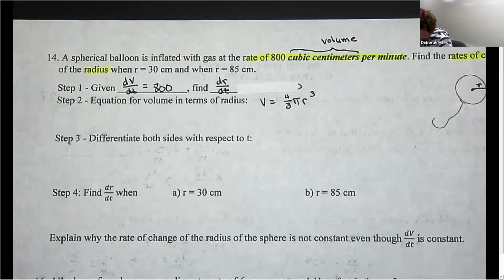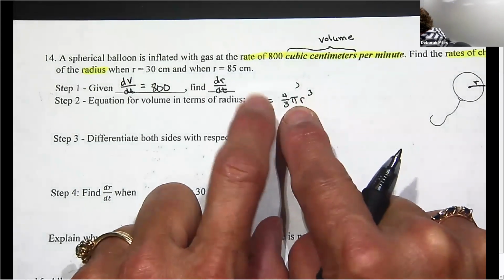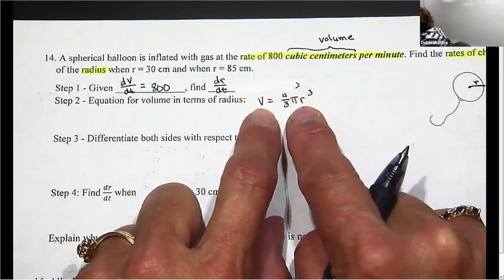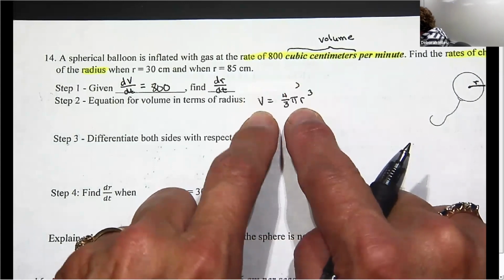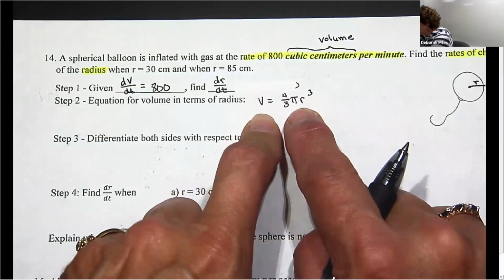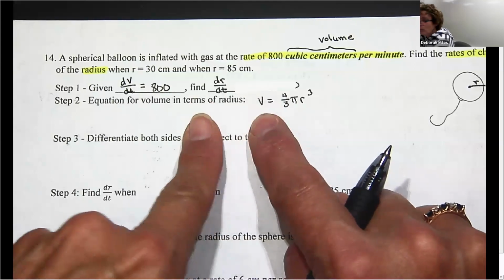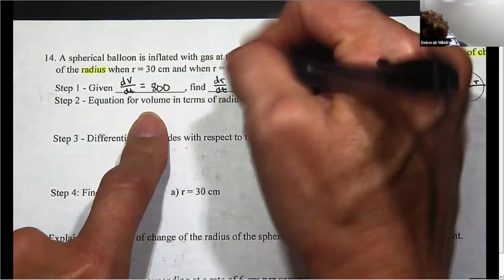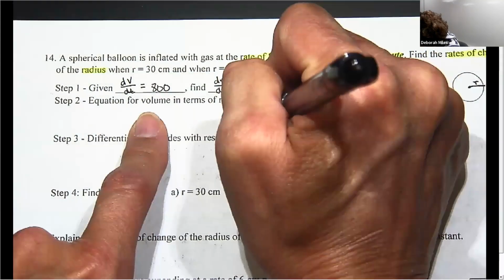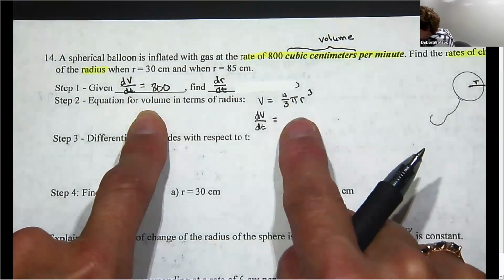So in certain cases, like this one, we have to have the equation involving the variables whose rates we know or whose rates we are looking for. We have to have an equation that relates V and R. You don't have to have that memorized, but you do have to be able to differentiate it and then substitute numbers in. So what is the derivative of the left-hand side with respect to T? dV over dt. And what's the derivative of the right-hand side with respect to T?